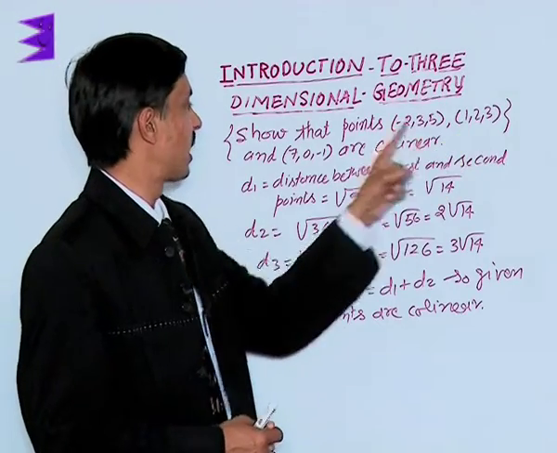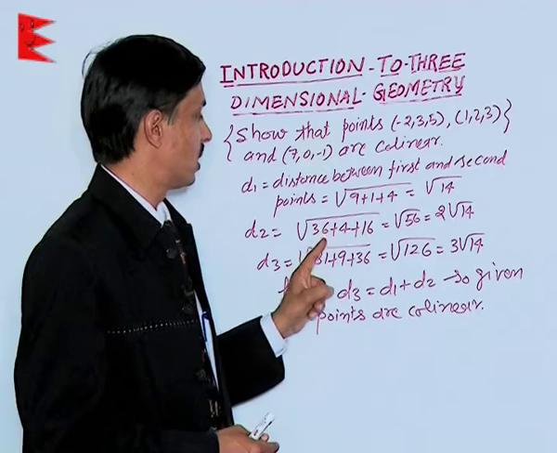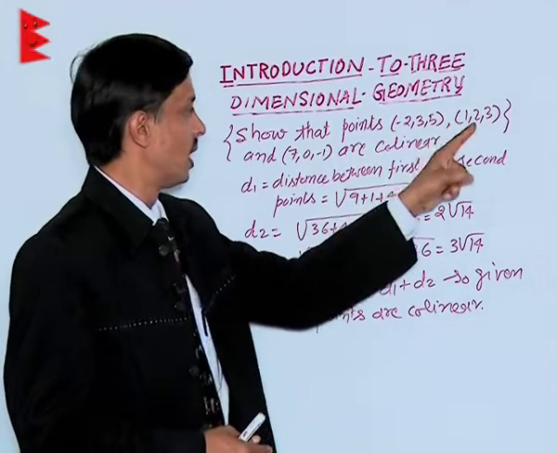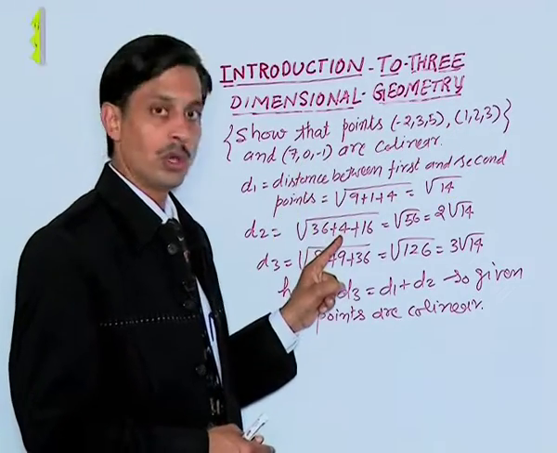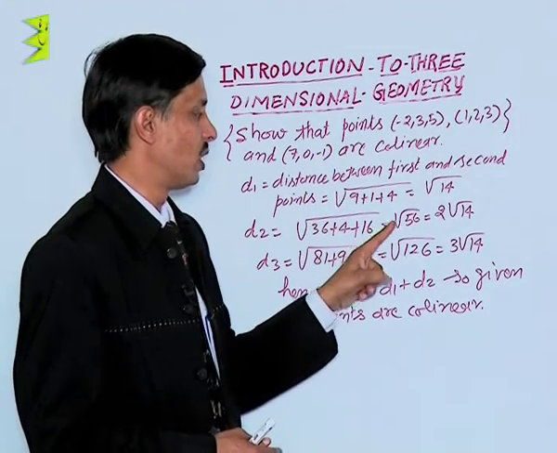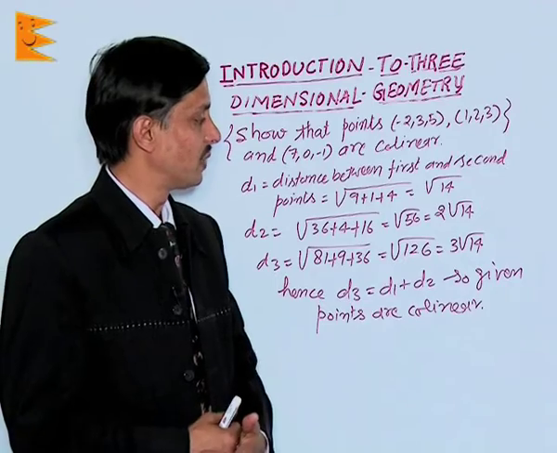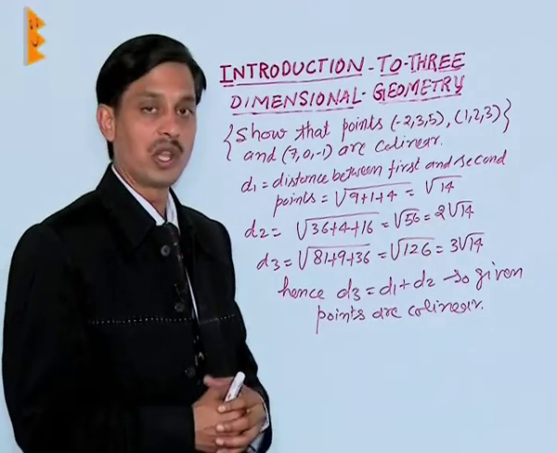Second, the distance between the second and third, D2. 1 minus 7 is -6, square 36. Then 2 minus 0 is 2, square 4. 3 minus of -1 is 4, square 16. That is the sum, root 56, which can be written in mixed surd form as 2 root 14.